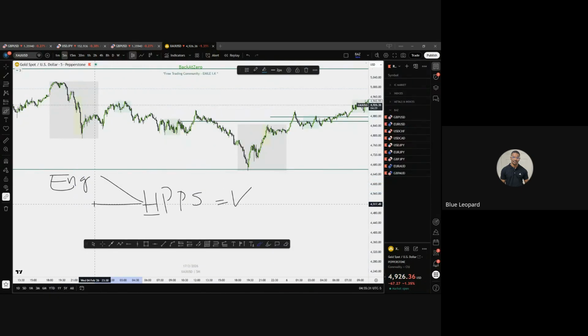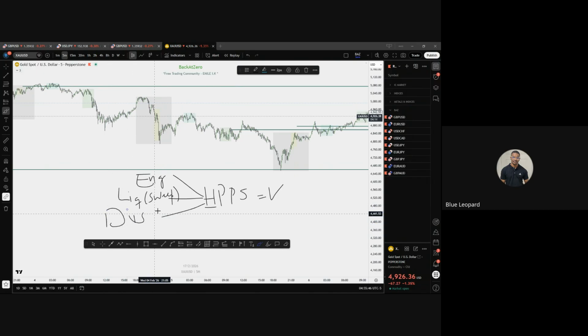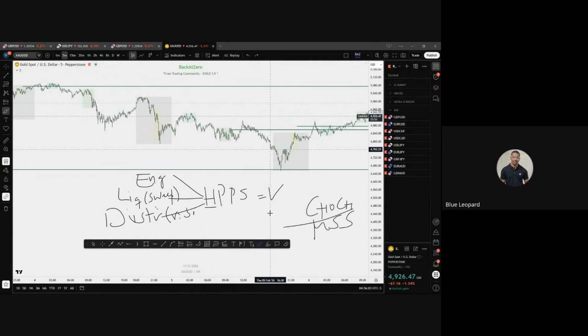You have the engineering, then you have the liquidation or the sweep, then you will have the distribution. Let me write it correctly. Distribution is where price starts to go and create the break of structure. Some people call it change of character or market structure shift. Call it how you want, but it's just the break of structure that is valid. The break of structure that is caused from institutional decision. So it's the real break of structure, okay?